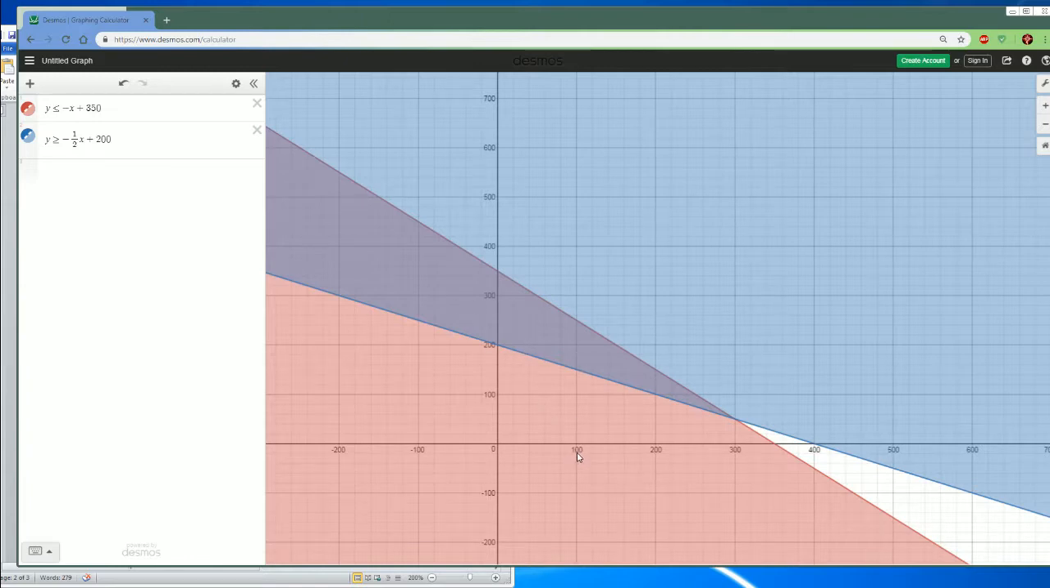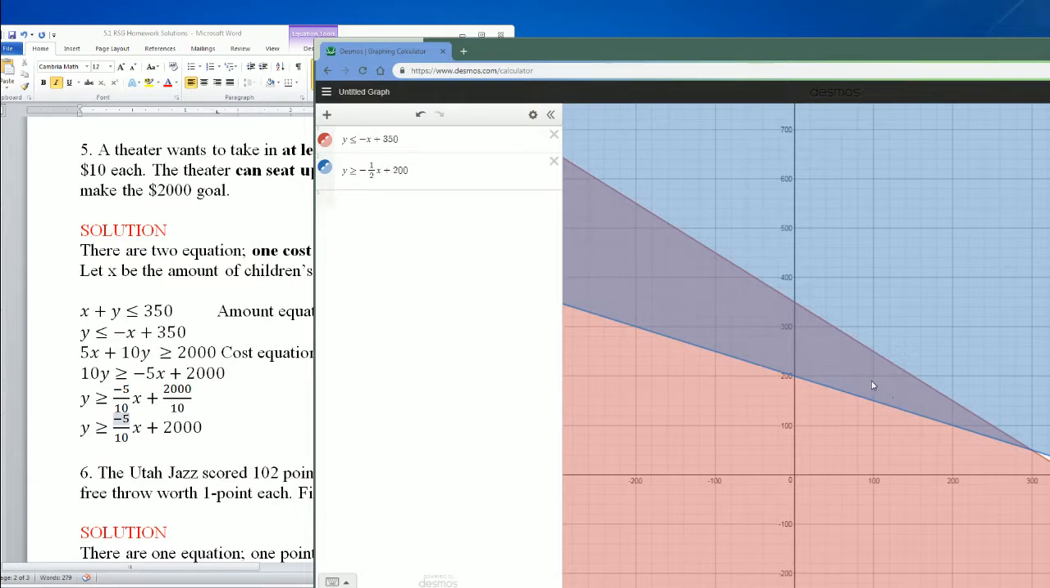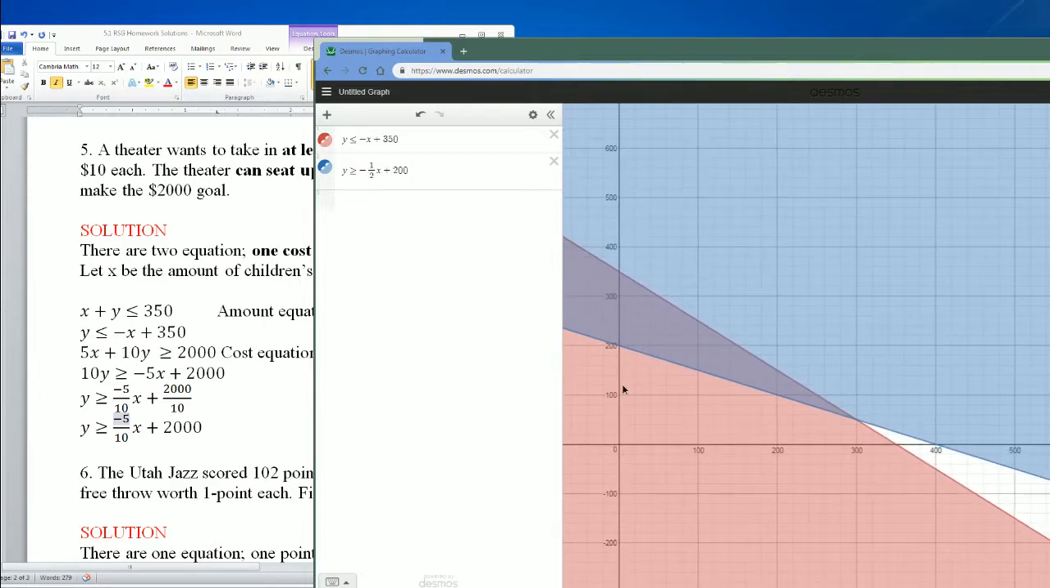So you can use the point 100, 200. So you could have 100 children and 200 adults, right? That will still get you your ticket. You could have 300 just adults, right? You can't really have negative values, okay?